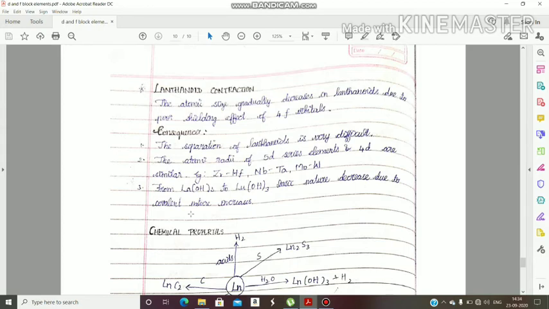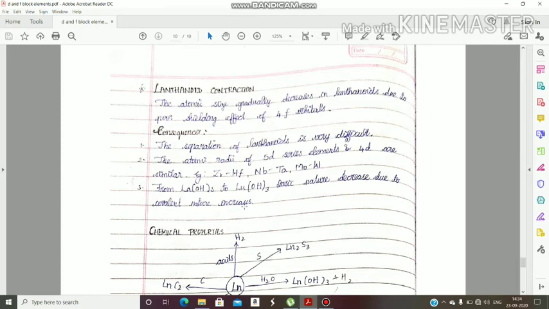That means there is no chance to break the bond. If there is no chance to break the bond, then hydroxide ions will not release. If those hydroxide ions will not be released by those atoms, those molecules, then basic nature decreases. That's all. I repeat that point once again.